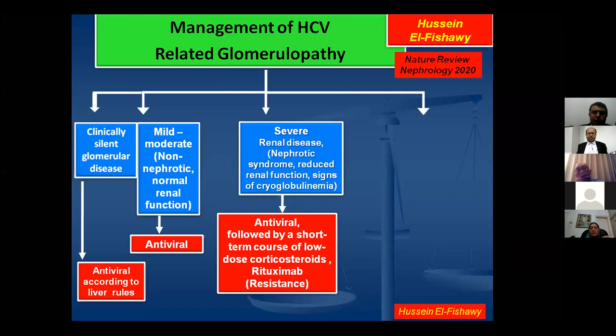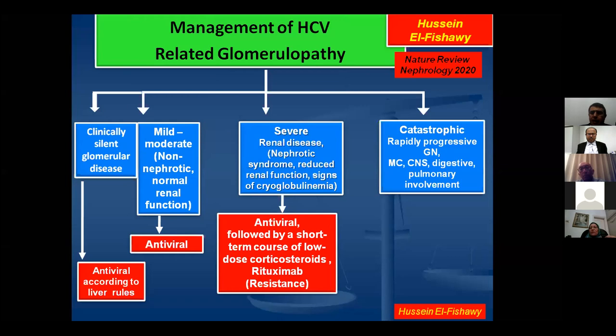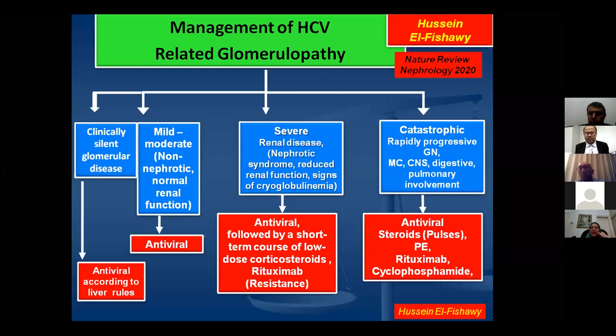Maybe I give steroids 20 milligrams, and rituximab in distinct situations. But don't miss the aggressive or catastrophic forms, or rapidly progressive GN, affecting the kidney, CNS, digestive system, mononeuritis multiplex, and of course pulmonary infarctions. These situations should be treated properly: at the start antiviral by DAAs, plus pulse steroids, plasma exchange, rituximab, plus or minus cyclophosphamide. And thank you.